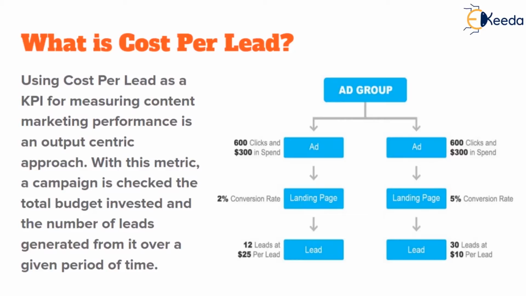Using cost per lead as a KPI for measuring content marketing performance is an output-centric approach, because essentially what you're measuring is not the quality of content anymore. What you're measuring is how potent, how powerful your content is at generating leads. With this metric, a campaign is checked for the total budget invested and the number of leads generated from it over a given period of time. So you are now shifting your focus to the output, the end result.